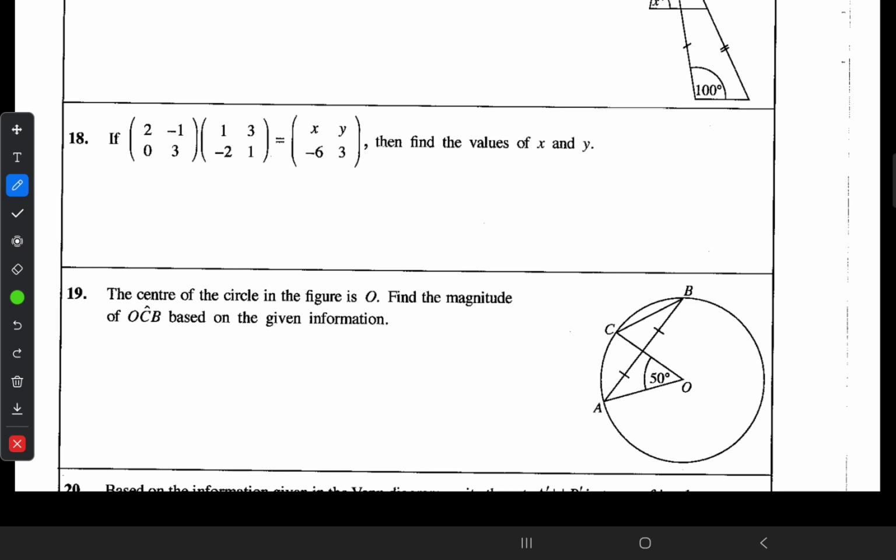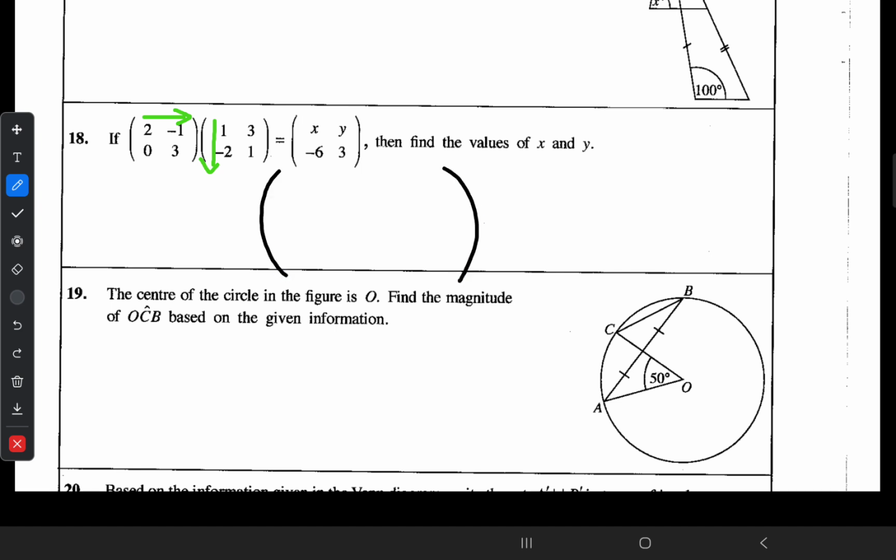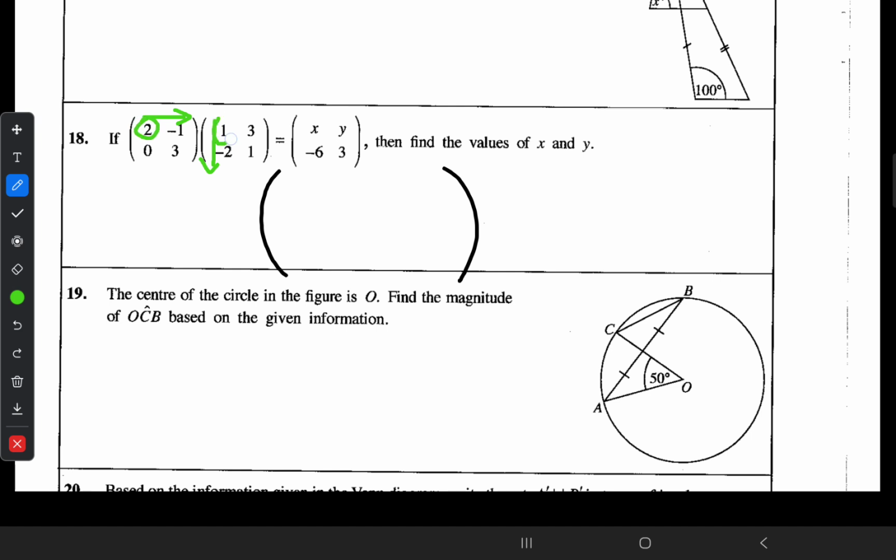In matrices, we are multiplying first these values with this one. In multiplication, this is the pattern. So the first row should be multiplied with first column. I'll use the colors properly to denote that one. First value in the row should be multiplied with first value in column. 2 times 1, that is 2. Negative 1 times negative 2, that is also 2. So these two should be added with each other.